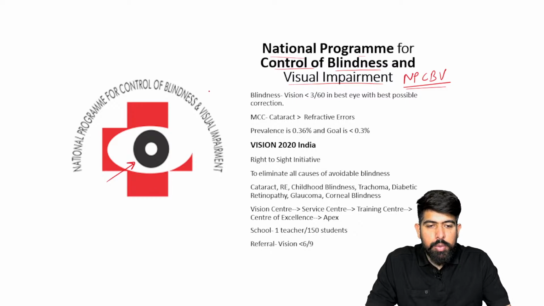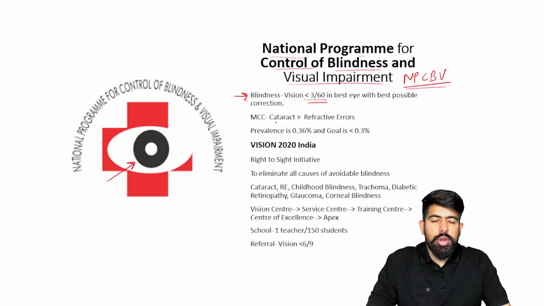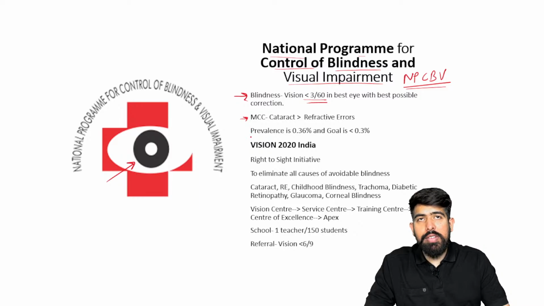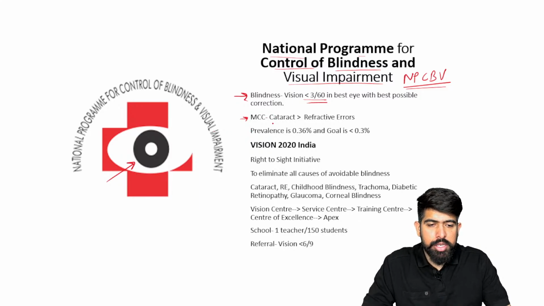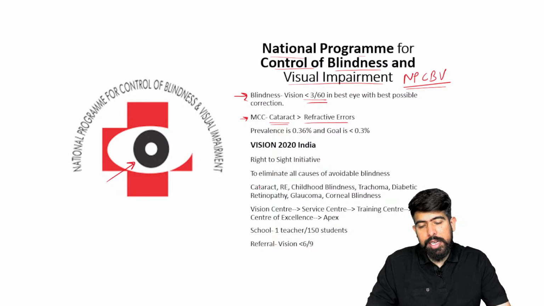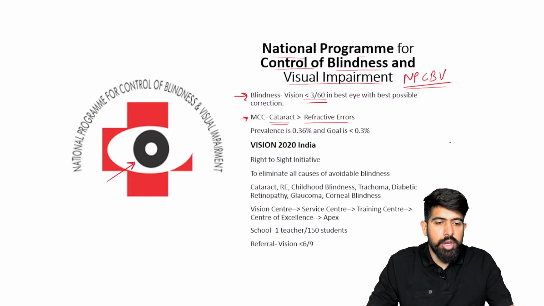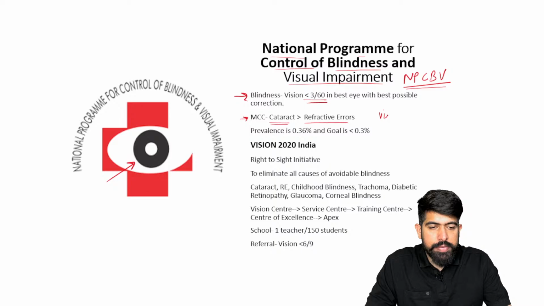And what is the meaning of blindness here? If the patient has vision less than 3/60 in the best eye with the best possible correction, the patient is considered blind. And what is the most common cause of blindness? That should be your cataract, and then your refractive errors. The most common in adults is cataract. If we're talking about children, it will be vitamin A deficiency.